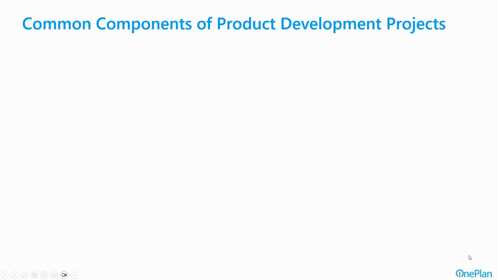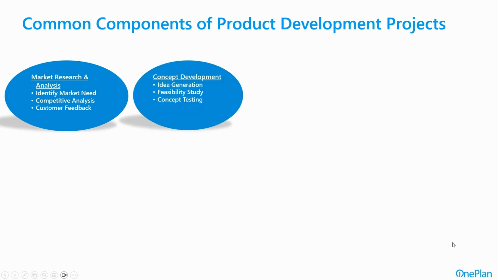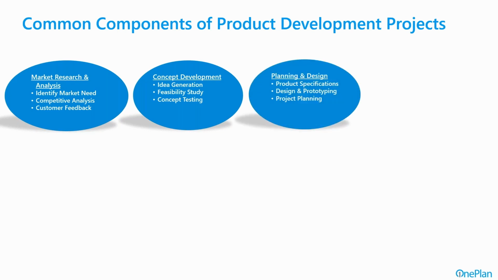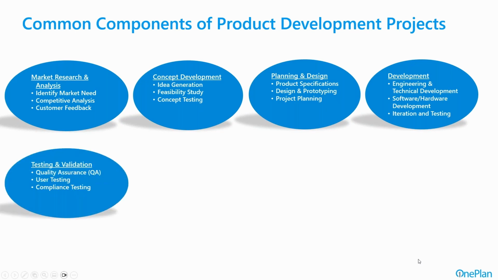So if we look at the common components of product development projects, there's the market research and analysis we talk about to identify the need and do competitive analysis and get feedback from our customers or potential customers. There's the whole concept development, the idea generation, feasibility, and the concept testing and those types of things. The planning and design, the product specifications, designing and prototyping, project planning of going through this entire initiative and effort.